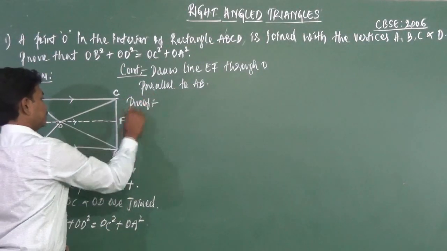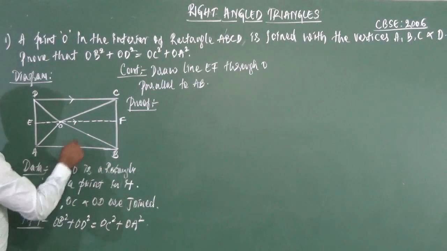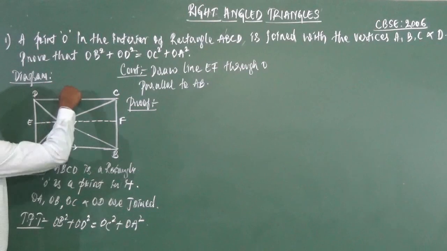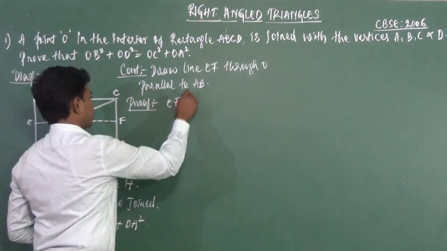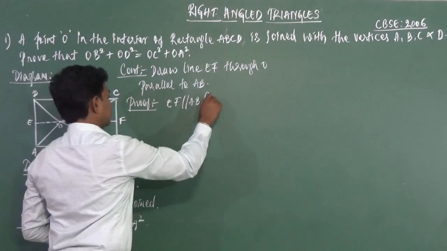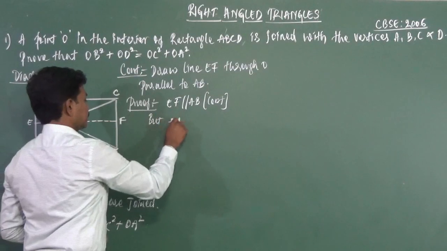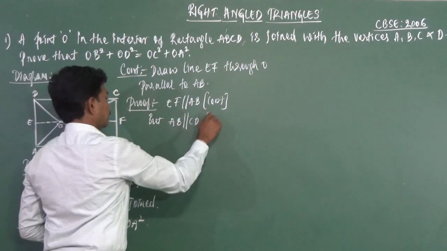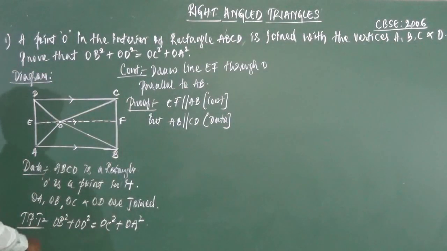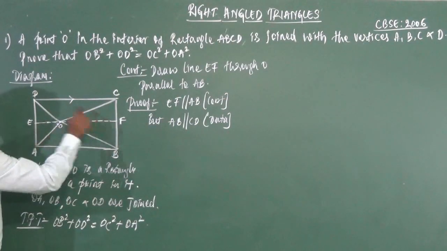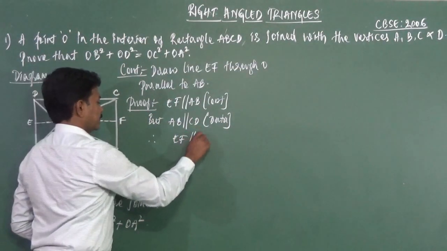Very important. Now EF is parallel to AB, but AB is parallel to DC. Therefore EF is parallel to DC. That is the logic we write here. So EF is parallel to AB, that is according to construction, but AB is already parallel to CD because ABCD is a rectangle. So according to data, AB is parallel to CD. Therefore EF is parallel to CD.